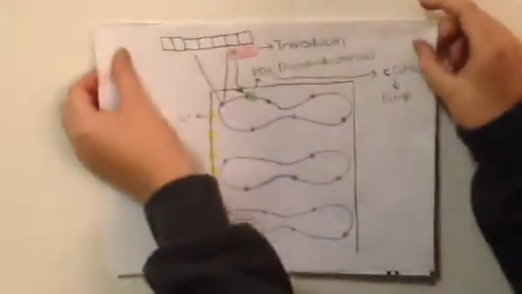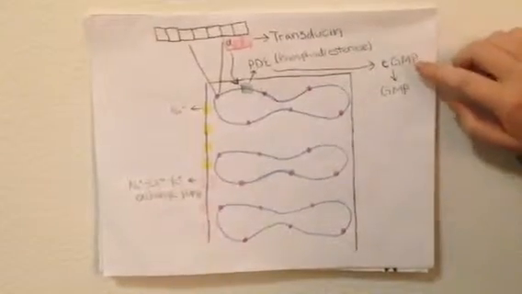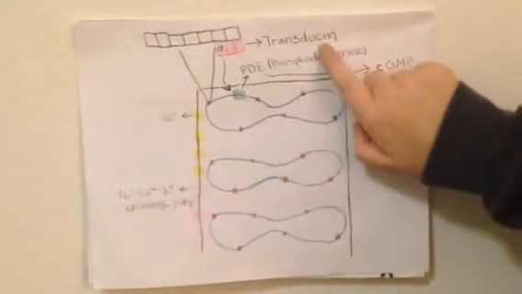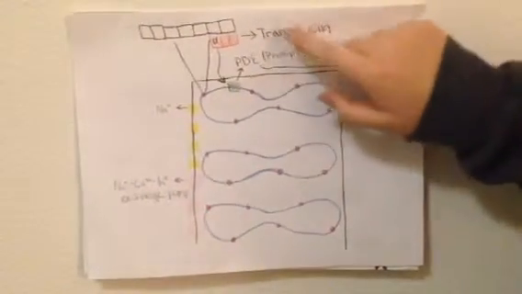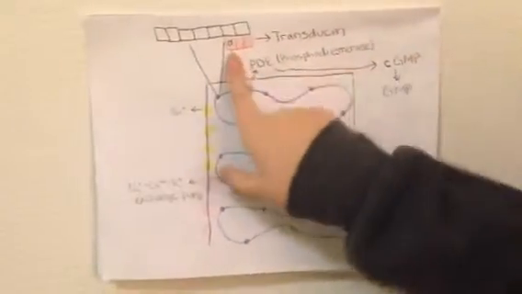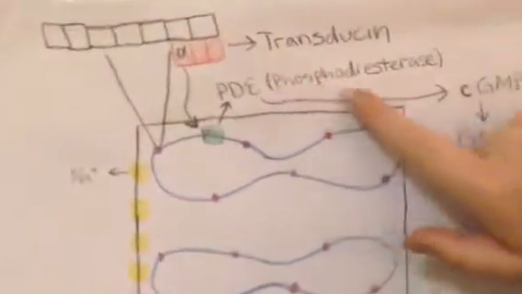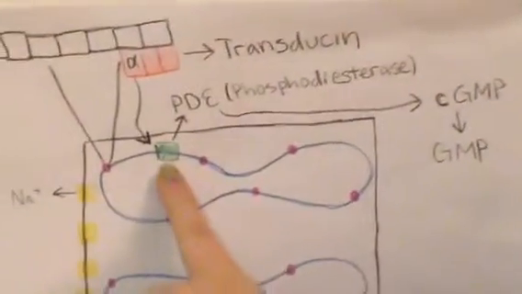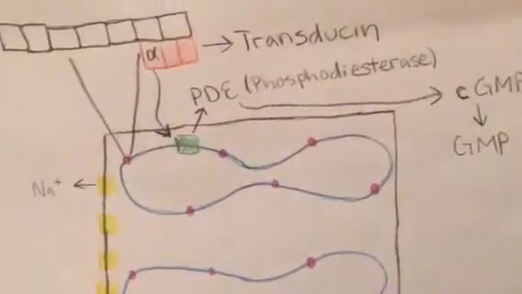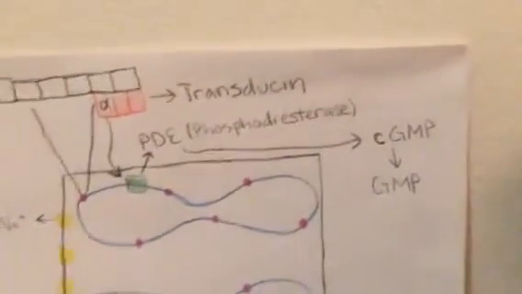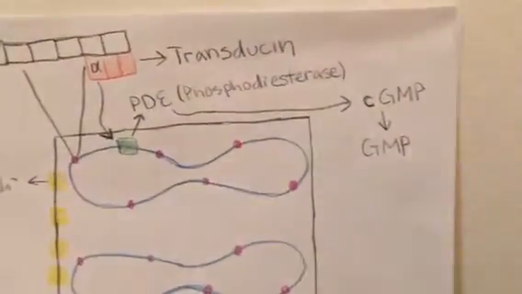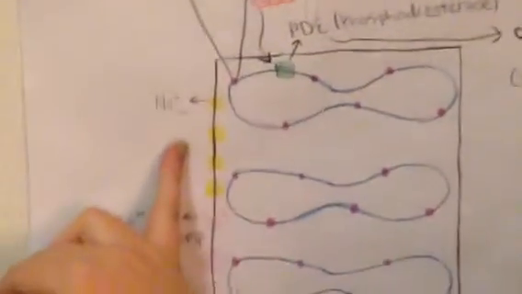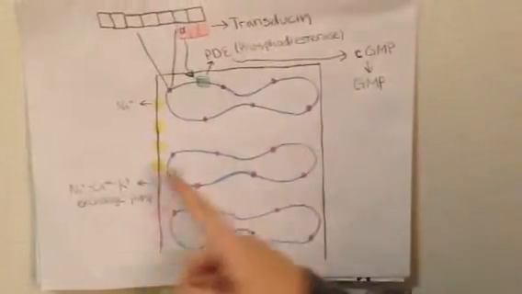which leads to the inactive GDP transducin becoming active, and it breaks away from the rhodopsin. The alpha subunit of the transducin attaches to the phosphodiesterase, this green part shown here, and the phosphodiesterase, or PDE, turns cyclic GMP into regular GMP, which is significant because the sodium channels, shown here, can only be turned on when there's a cyclic GMP attached to it.